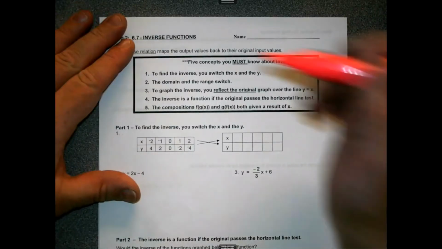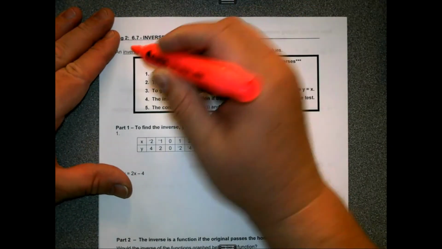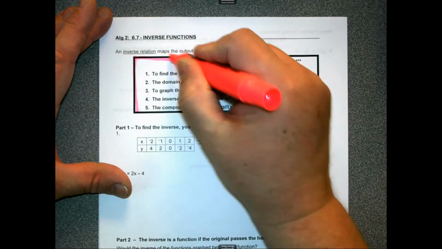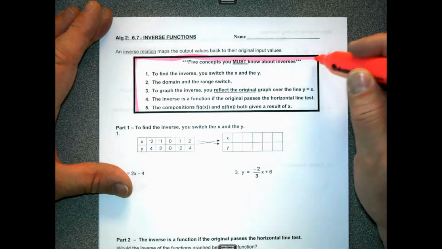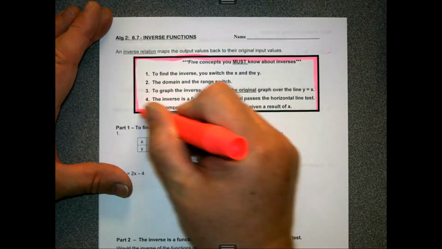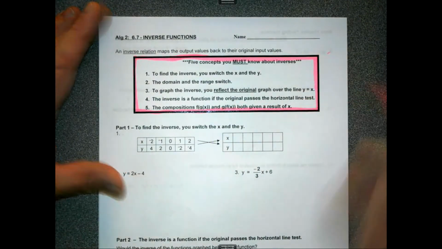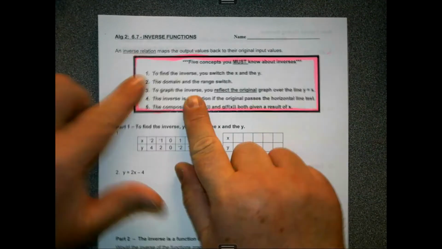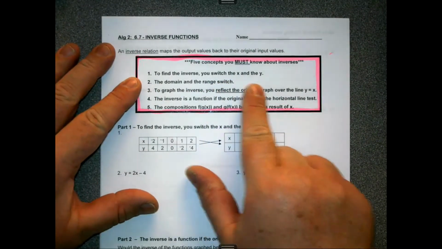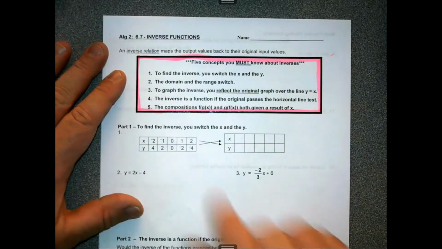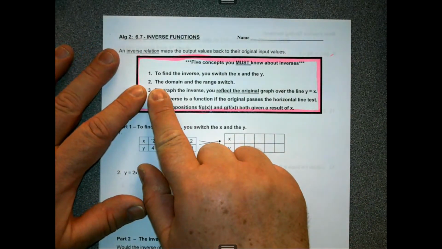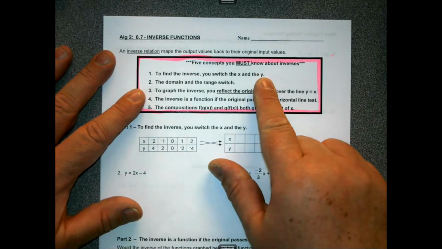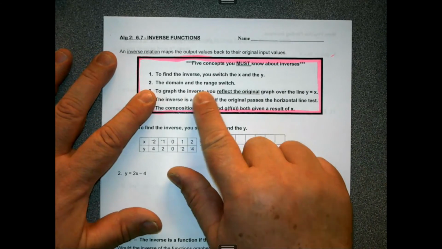All right. So here's the concept of inverse functions. To find the inverse, you switch the x and the y. Here's a concept. The domain and range switch because you're switching the x and y, right? So it makes sense that the domain and range would switch.